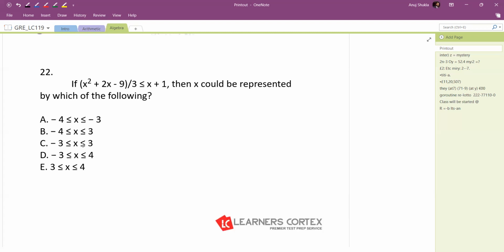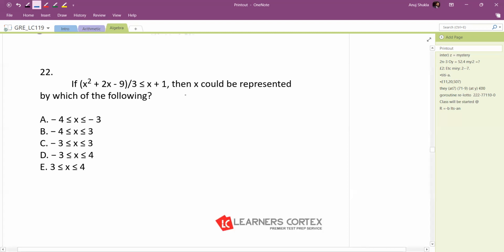Sir, option D, minus 3 to 4. So you are getting minus 3 to 4. Okay. So how can we solve?